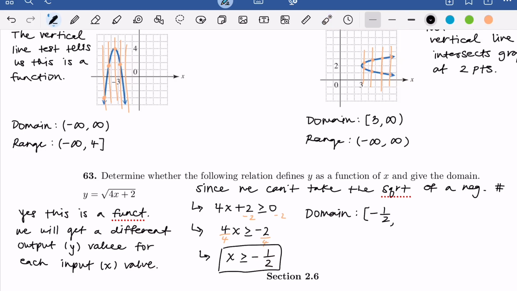So our smallest value that we can have is negative 1/2. X just has to be greater than this, so we're going to go all the way up to infinity. So that would be our domain for this function.